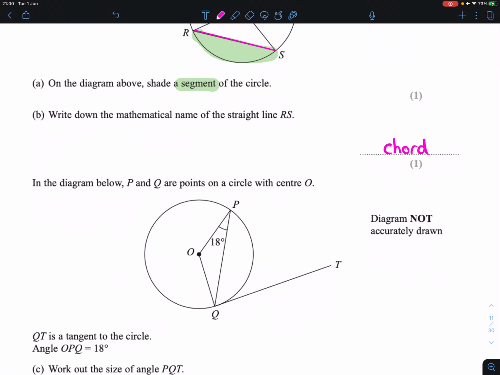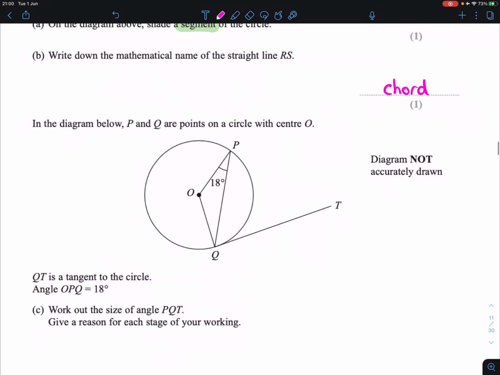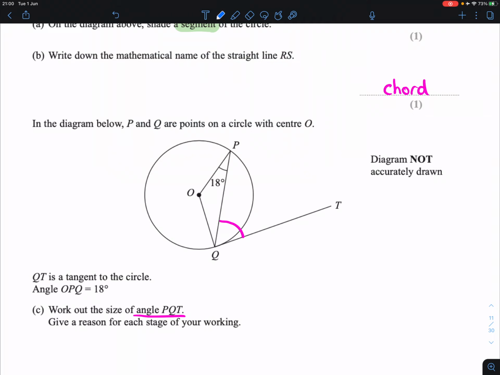Next, in the diagram below, P and Q are points on a circle, and O is the center. We've been given an angle of 18 degrees in here, and the end game here is to find the size of angle PQT, which is this. So, 18 degrees is where we start. We use angle rules in order to figure out the other ones.